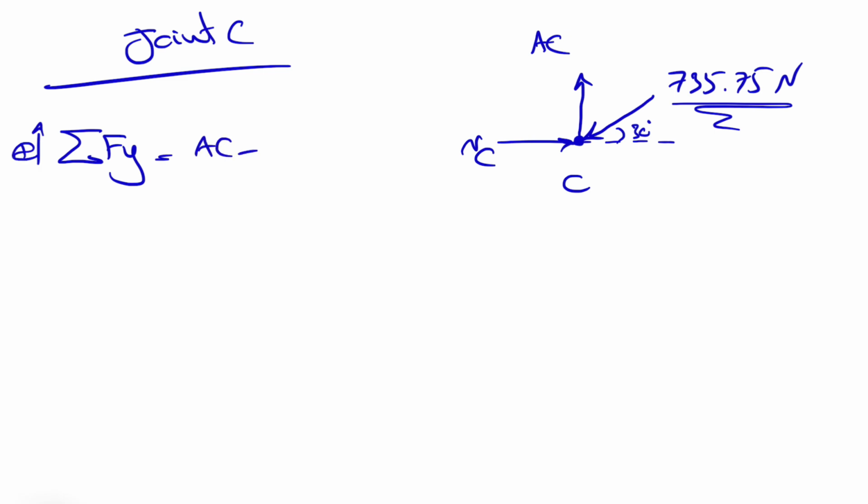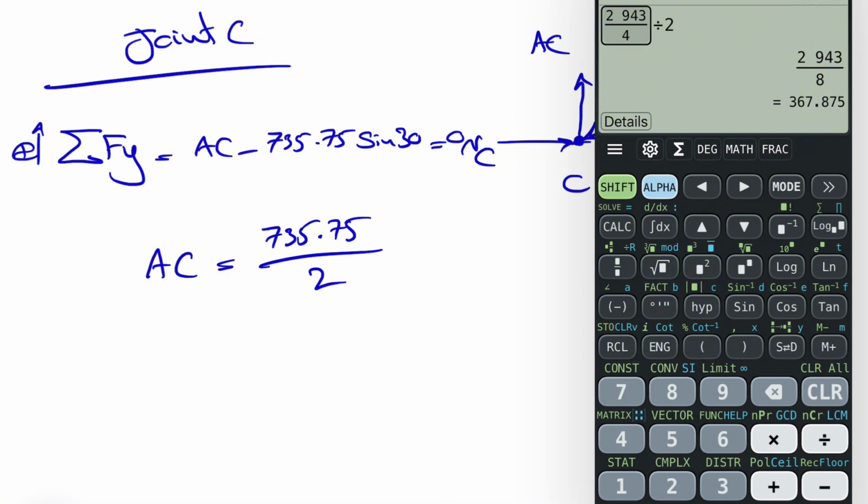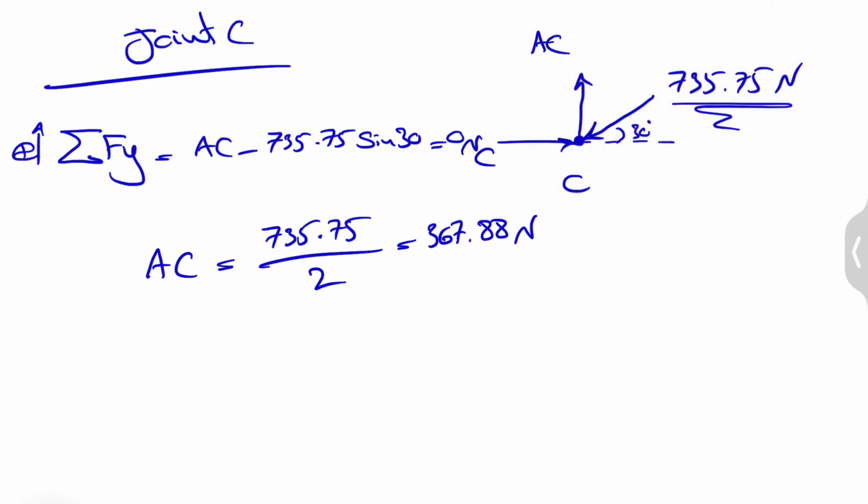So basically we have AC minus 735.75 times sine of 30 is equal to 0. So we can see AC would be simply 735.75 divided by 2, since sine of 30 is 0.5. And if we divide that by 2, we're going to get 367.88 Newtons. That would be our AC.